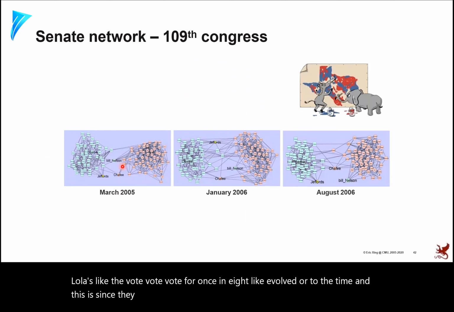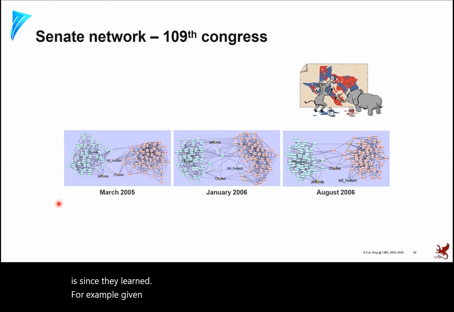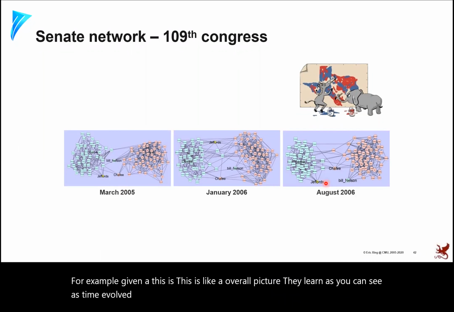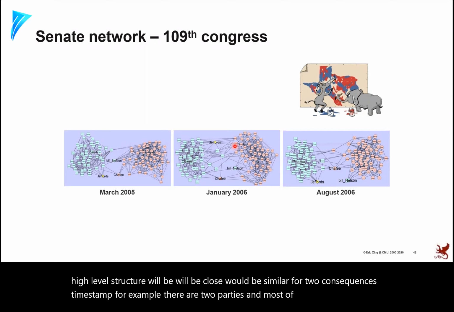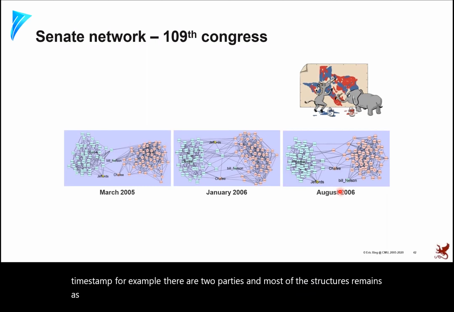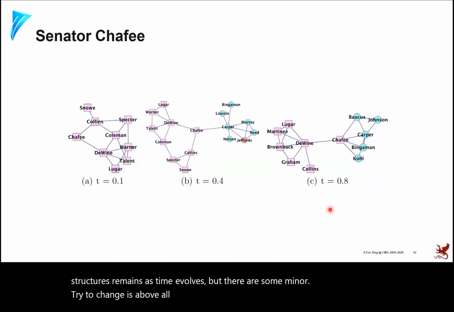This is an overall picture they learned. As you can see, as time evolves, the structure is modified a little bit, but the high-level structure is close or similar for two consequent timestamps. For example, there are two parties, and most of the structure remains as time evolves, but there are some minor changes over time.